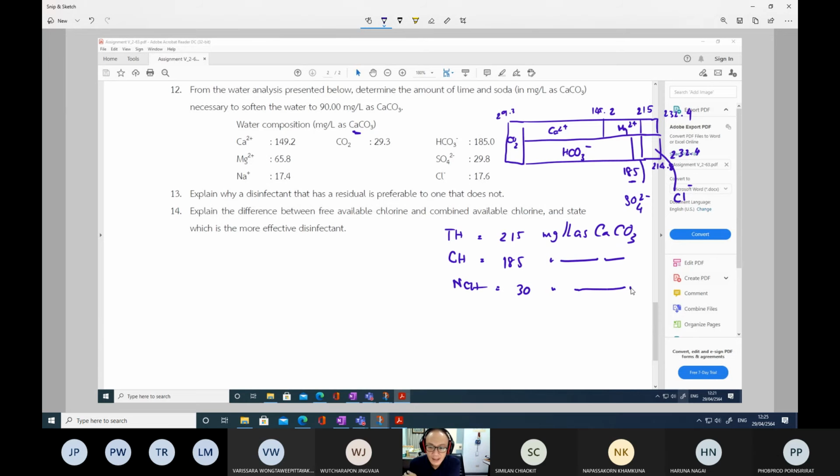Now we are going to determine the amounts of lime and soda if we want this water's hardness to remain only 90 milligrams per liter. Remember that we have a total hardness of 215, so we have to bring it down to not exceed 90 milligrams per liter as calcium carbonate.